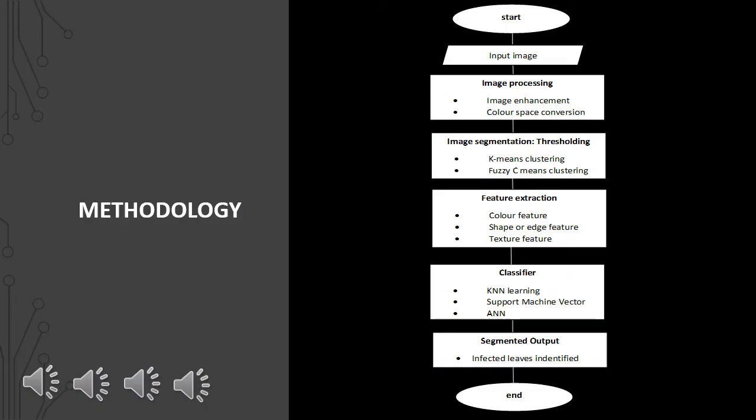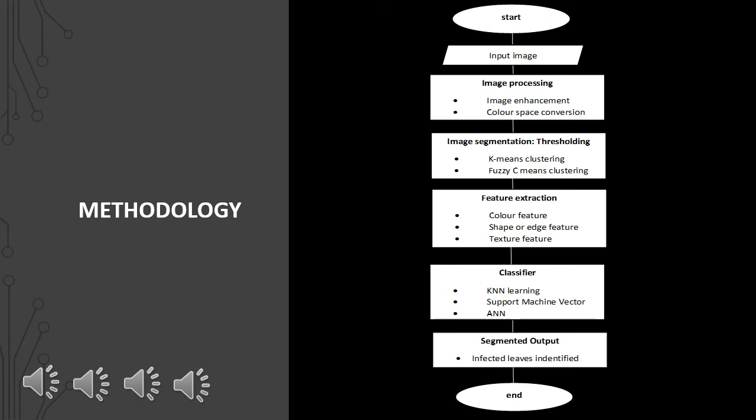Methodology, the flowchart section. The system starts and then the image will go to the system as an input. Later, the image will be processed by enhancing the color and color space conversion. And then, each image goes through thresholding, which is the segmentation, using k-means clustering or fuzzy c-means clustering.